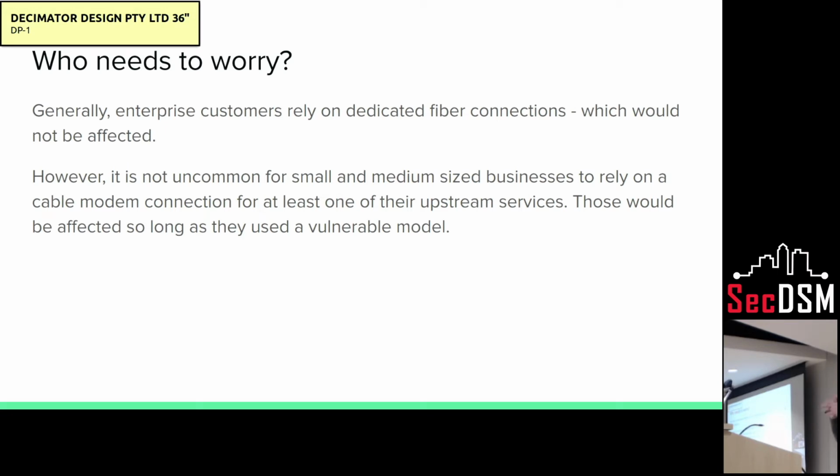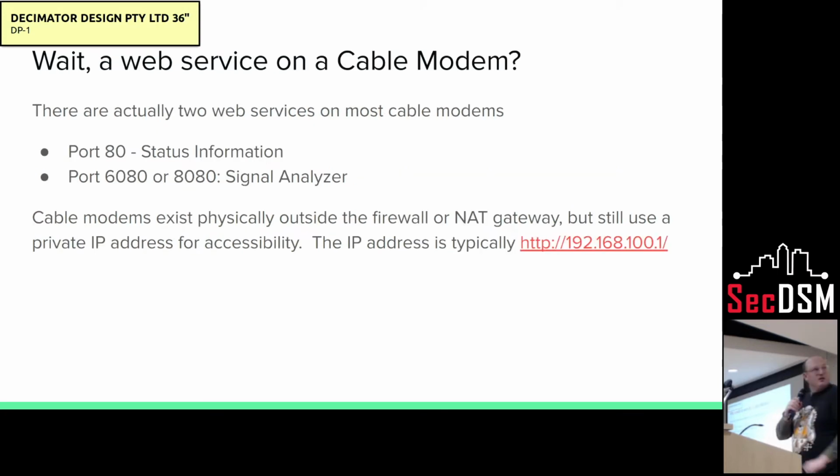Worry about in your SOC at your large company? Probably not, but when you go home and get on the internet, this is probably something you might want to worry about. So why are there web services on cable modems? It's a good question. Port 80 is the informational service, which tells you the model number, the firmware version, and where you can get support information if you have a problem. And then on port 6080 or 8080 is the signal analyzer.